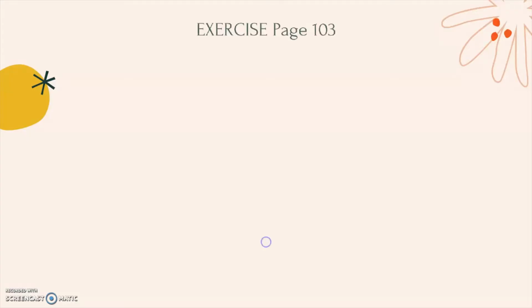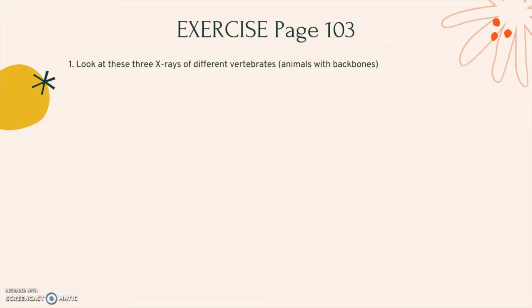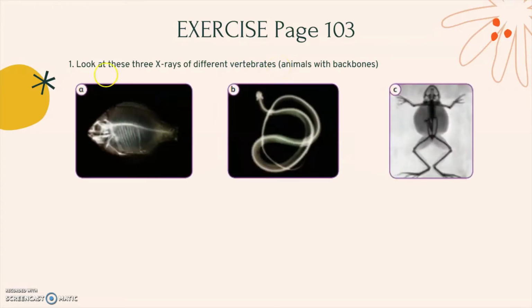Now, you can open your book to page 103. Don't forget to take your pen. We will do it together. Number 1, look at these 3 X-rays of different vertebrates. Vertebrates means animals with backbones. So, what are animals without backbones called? Good, invertebrates.